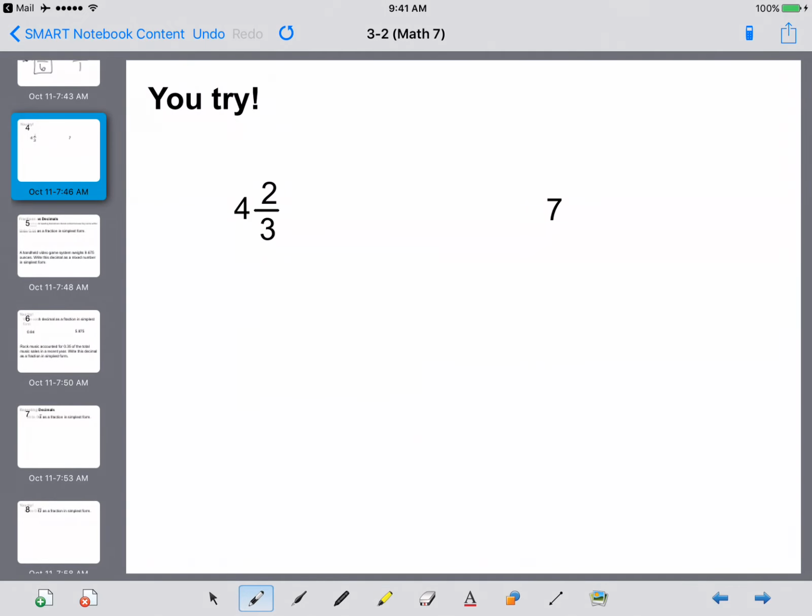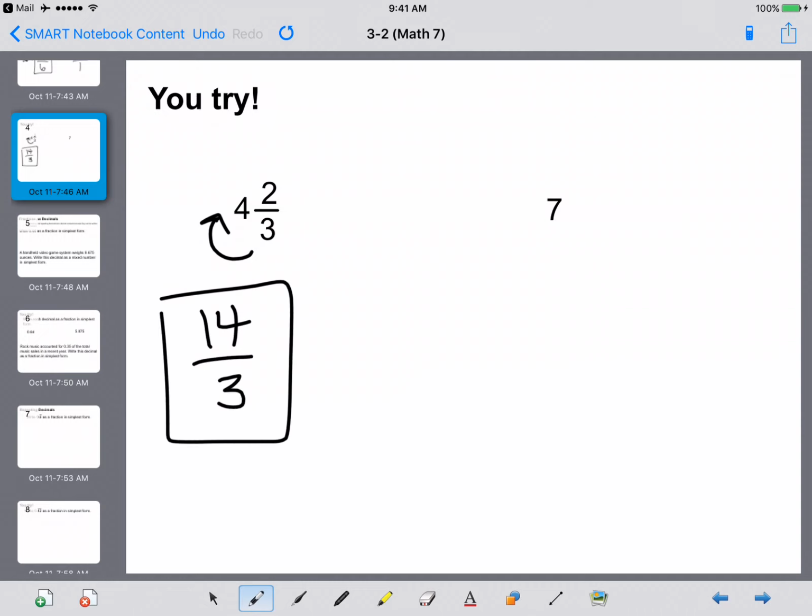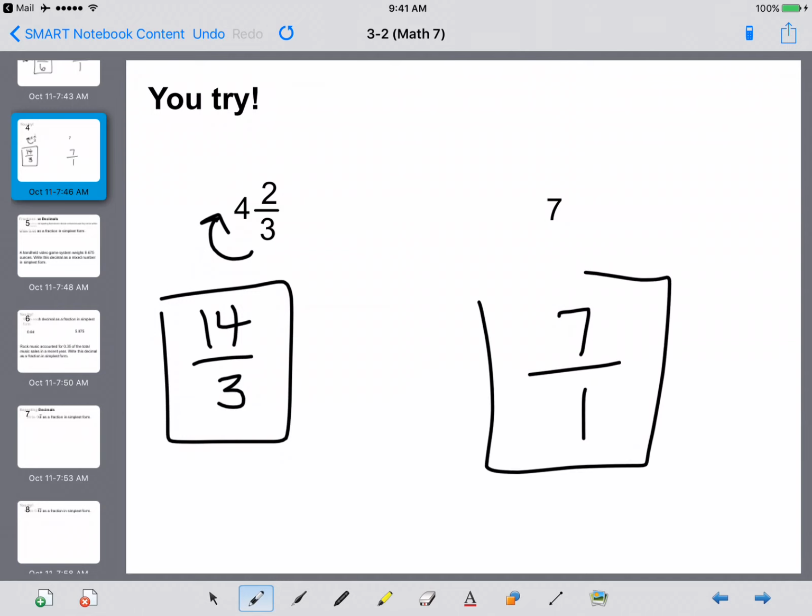So I want you to try on these two and check back with my work. So we're going to have 3 times 4 to get us to 12, plus 2 to get us to 14 over 3. And then we have 7. So with any integer, you just throw it over 1, 7 over 1.